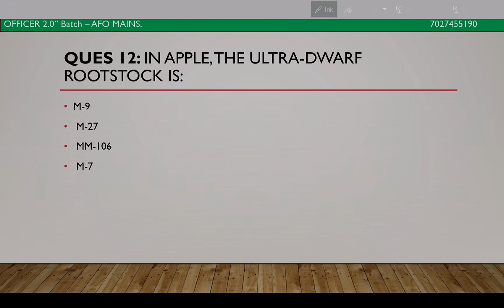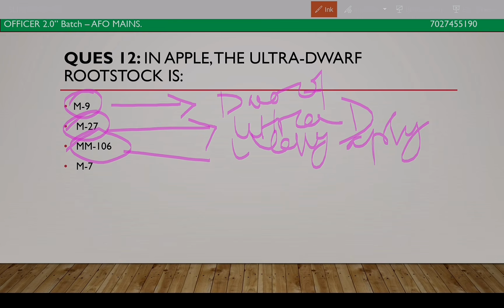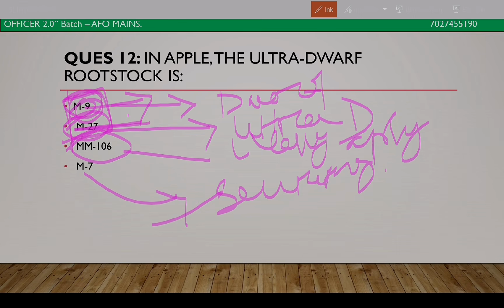Next question is, in apple, the ultra dwarf rootstock is. Students generally get confused between these two, M9 and M27. Okay. Remember one thing. M9 is dwarfing. Okay. But M27 is ultra dwarf. And this M106, it is resistant to woolly aphid. And M7, it is semi-dwarfing. Okay. Always remember these. Don't be confused. M9 is dwarfing and M27 is ultra dwarf. Okay.